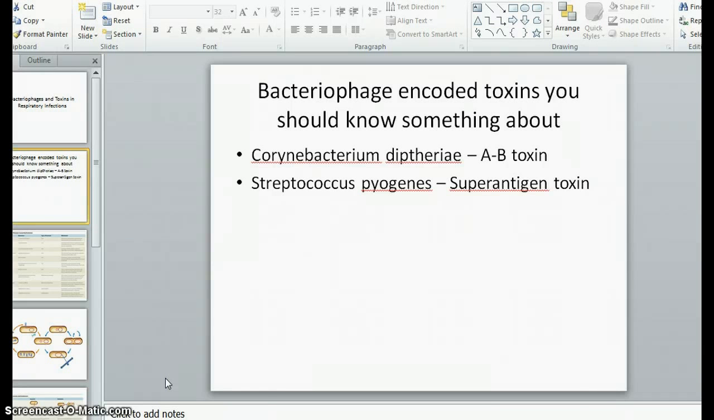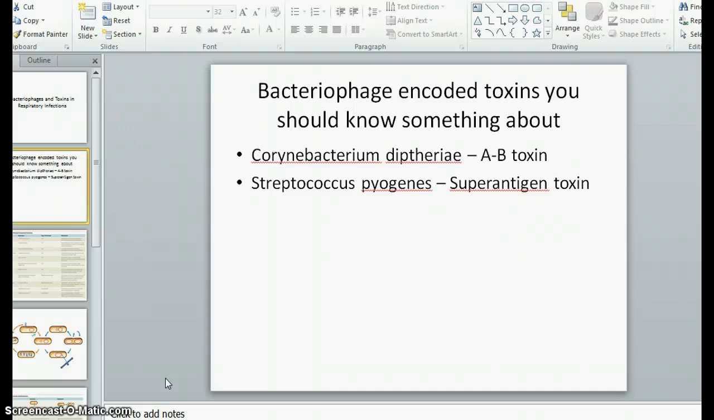Corynebacterium diphtheriae has an AB toxin that is encoded by a bacteriophage in its genome. And Streptococcus pyogenes has a superantigen toxin that is encoded by a bacteriophage. Notice now I'm bringing up the AB and the superantigen descriptions. I talked about superantigen in class, and AB really isn't hard.